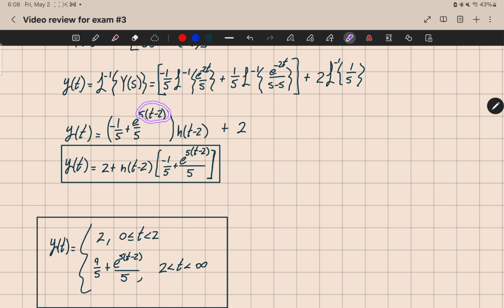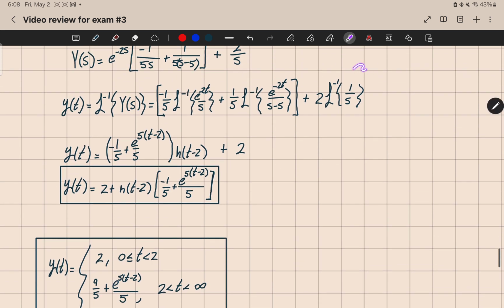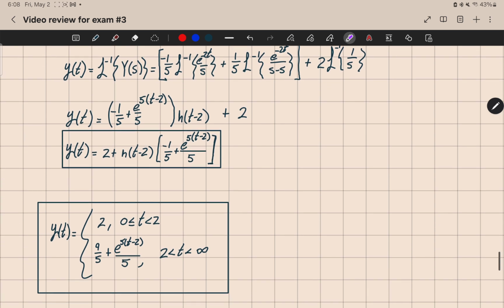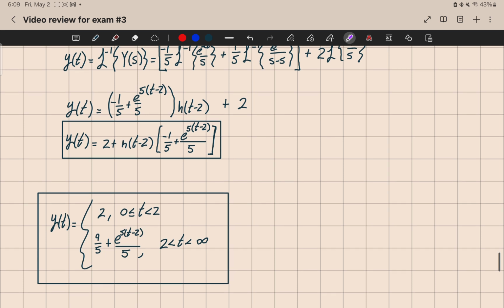And always remember, when you have a unit step function, your t values within your function are also going to be subjected to that unit step as well. And then, last but not least, we have 2 times the inverse Laplace of 1 over s, which is just going to lead to us getting a constant. And that is where we end up there. And then I rewrote that just to be a little bit easier to look at.